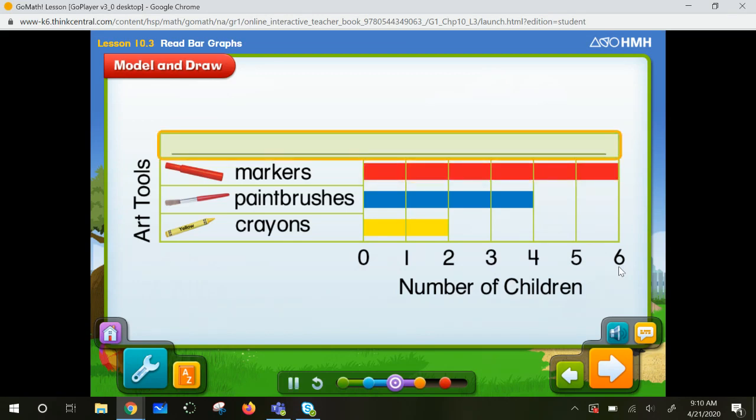This bar graph needs a title. What clues help you write a title for a bar graph? You can use the labels to help you. The label for the rows is art tools. The label for the numbers is number of children. The row and number labels tell us that this graph shows the number of children who chose different art tools.